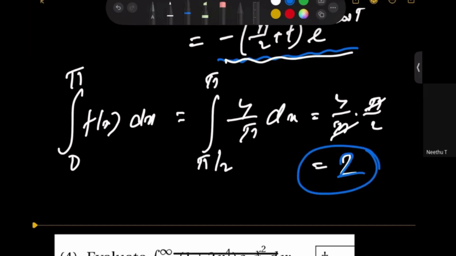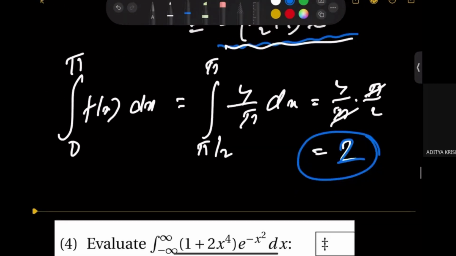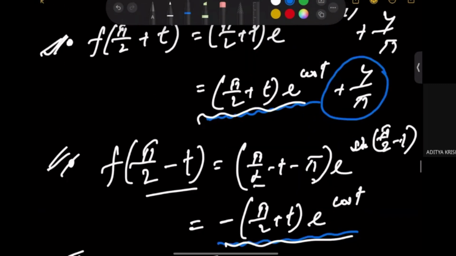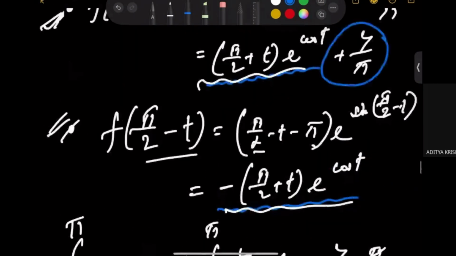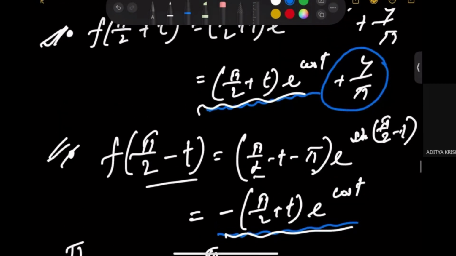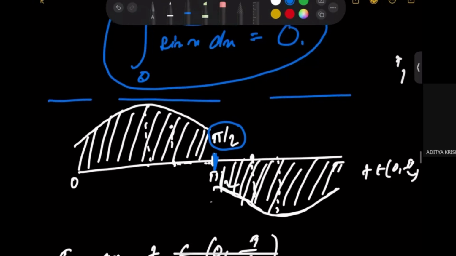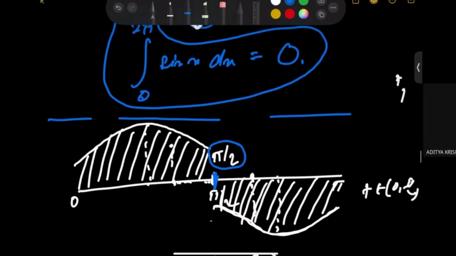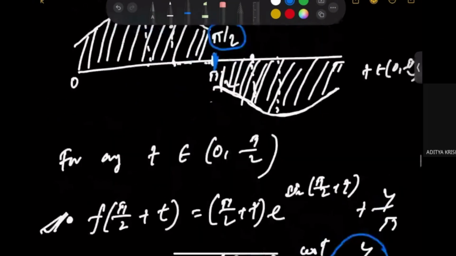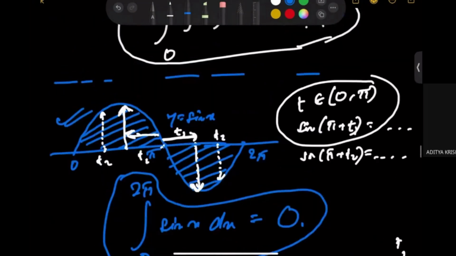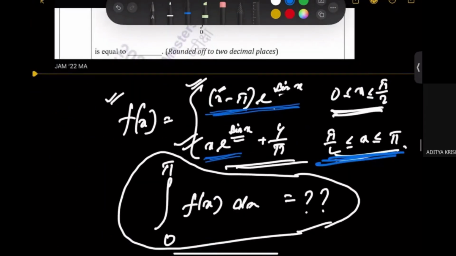Are you following, guys? Sir, one doubt. Why do we take 4 by pi in the interval pi by 2 to pi? Why do we take which one? 4 by pi in the interval pi by 2 to pi. Acha, 4 by pi. 4 by pi comes from this definition of the function. Look at this.